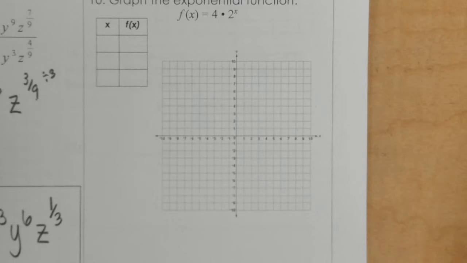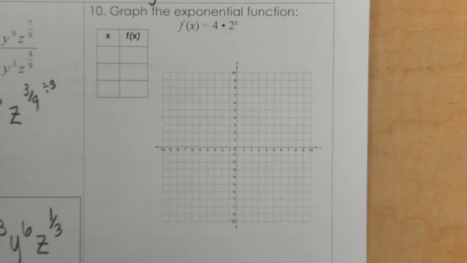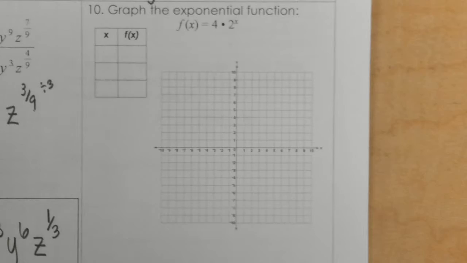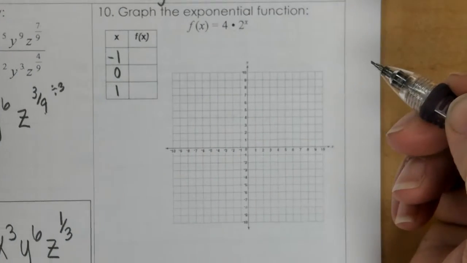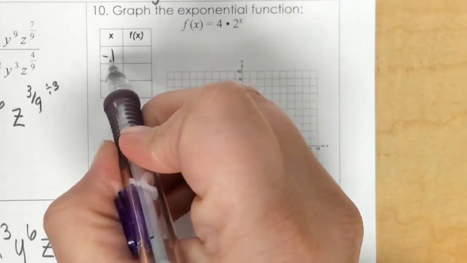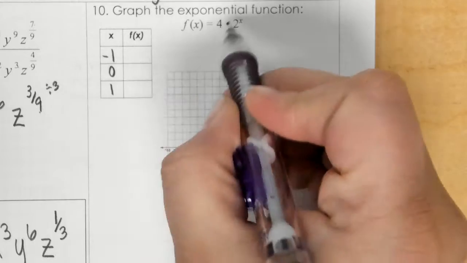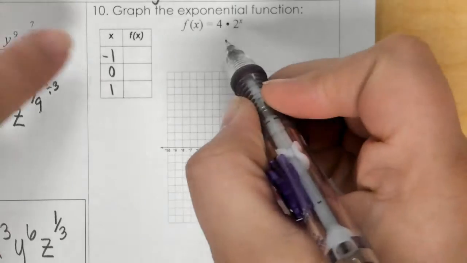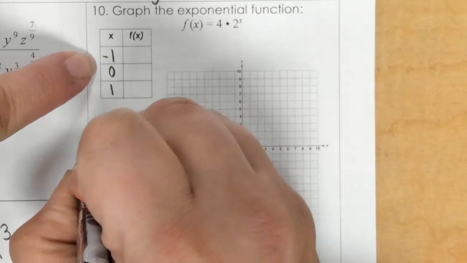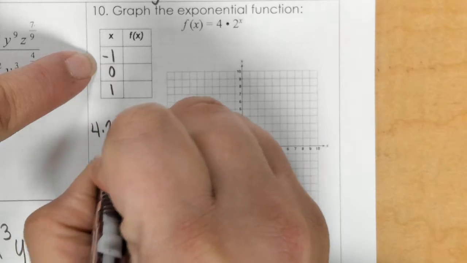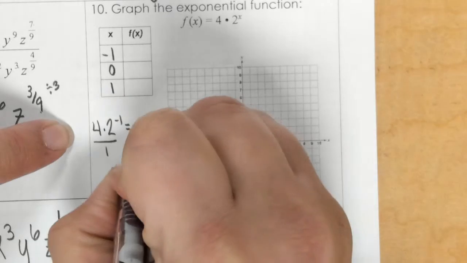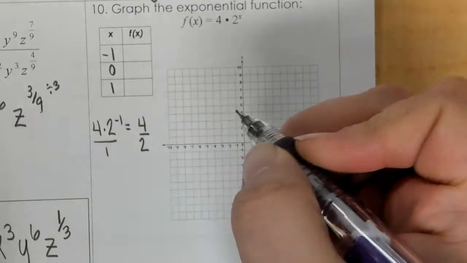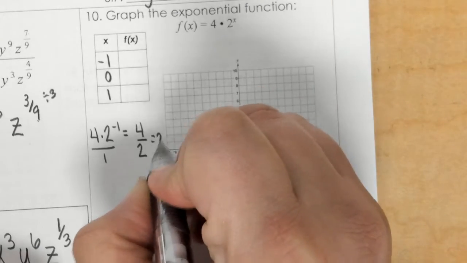Okay, and then in number 10, we have to graph the exponential function. Alright, so first thing, you always use -1, 0, 1. Okay? Then we start plugging this -1, the 0, and the 1 into the function. So for the -1, I've got 4 times 2 to the -1. Okay? So I can't have that negative, so I bring that to the bottom. And 4 divided by 2 is 2.